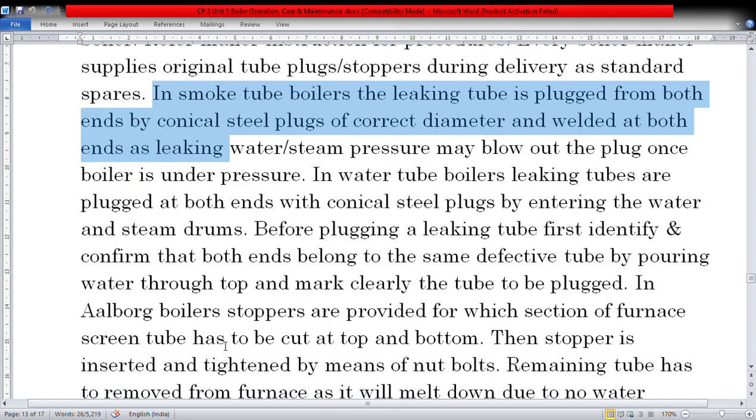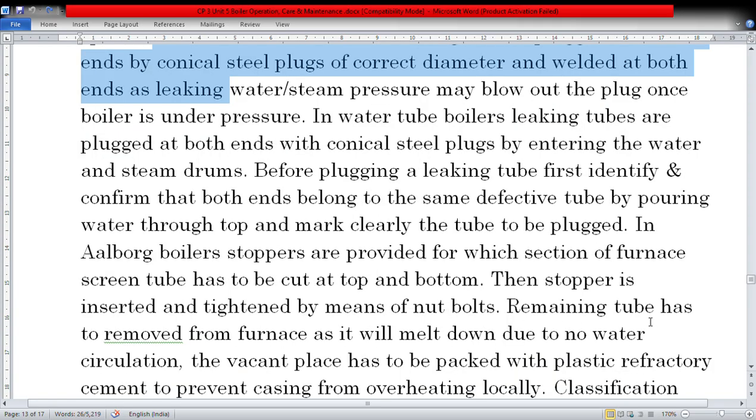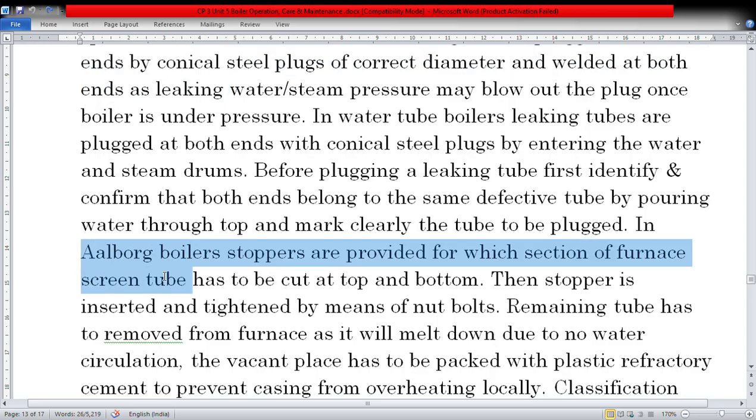In Alborg boilers, stoppers are provided, for which sections of the furnace screen tubes have to be cut at the top and the bottom. Then the stopper is inserted and tightened by means of nut and bolt. So we are first inserting the stoppers. This is for the Alborg boiler, okay, and then we are tightening it. The stopper is inserted and tightened by means of nut and bolt.